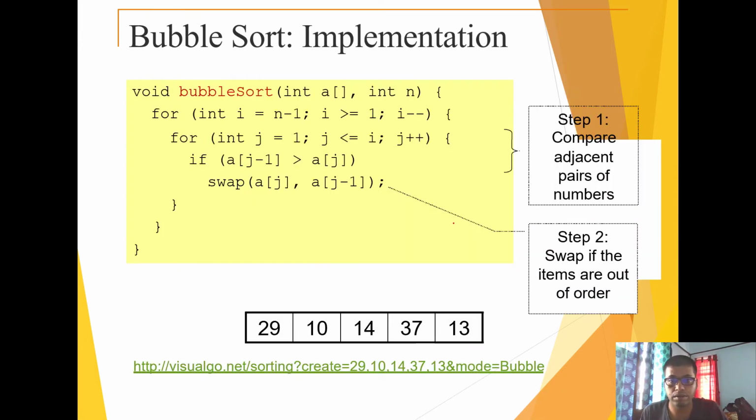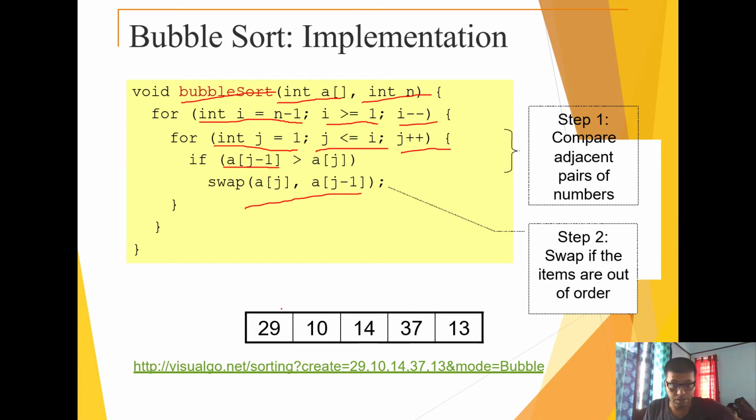Now if we check the function of this, here simply for Bubble sort we have mentioned one function: int a, int n. Now for i equals n minus 1, i greater than or equal to 1, i minus minus, that is the same, it will start from the last side. Now for int j equals 1, j less than or equal to i, j plus plus. So this is the comparison of adjacent numbers and this is the swapping. Now if a[j minus 1] is greater than a[j], we go for swapping.